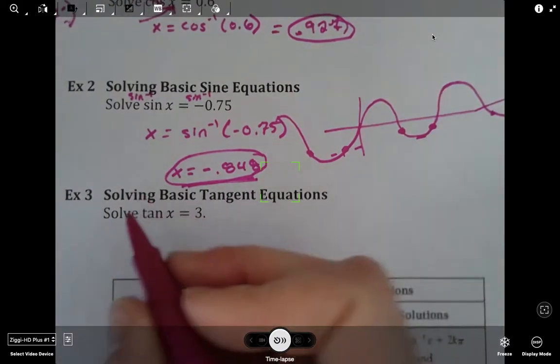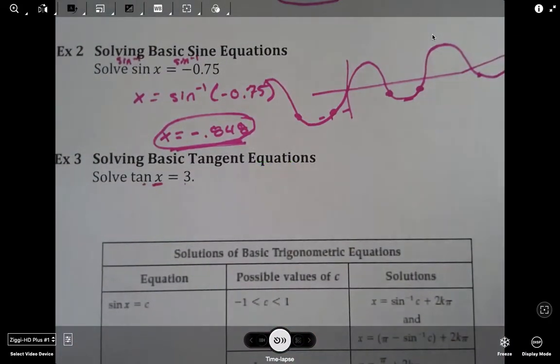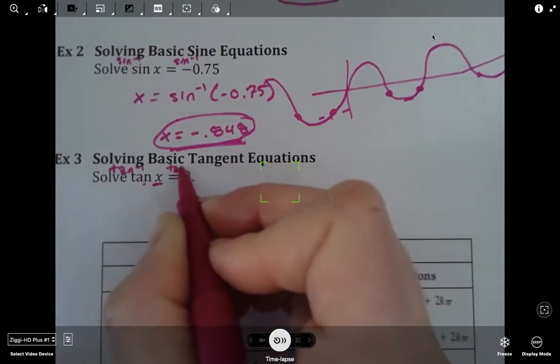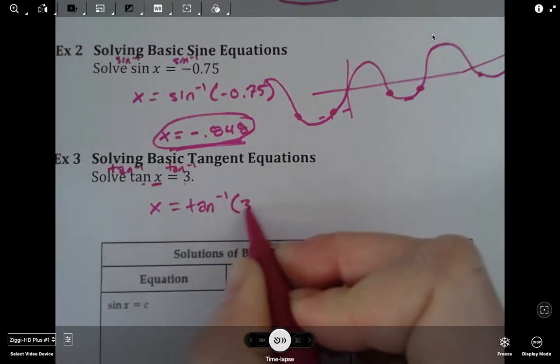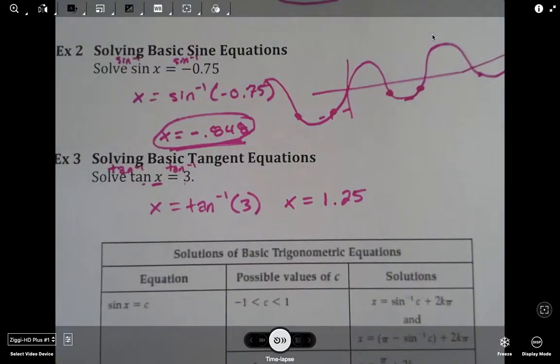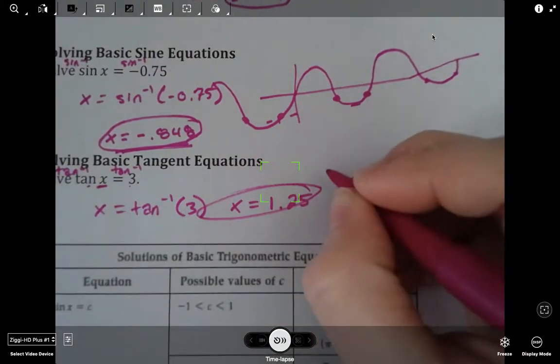So example 3 is that same way. They want to know what x-coordinate will reach 3 on the y-axis for tangent, okay? So solving algebraically, you just do inverse tangent of both sides. X equals inverse tangent of 3. In radians, you should get 1.25. Yeah, 1.25.